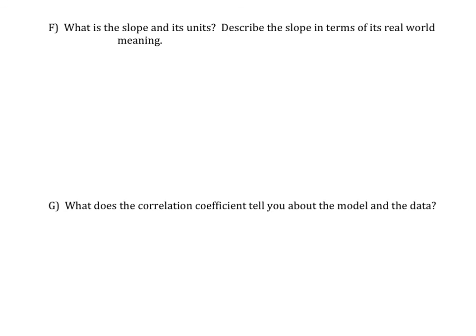Okay, getting down to it. What is the slope and its units? Okay, describe the slope in terms of its real world meaning. Okay, so we've kind of talked about interpreting slope before. So let's look at our slope. Our slope is 5.98 over 1 essentially, right? Well, what are the units for our y's? Well, it's millions of people. It's the population. And our x is years, right?